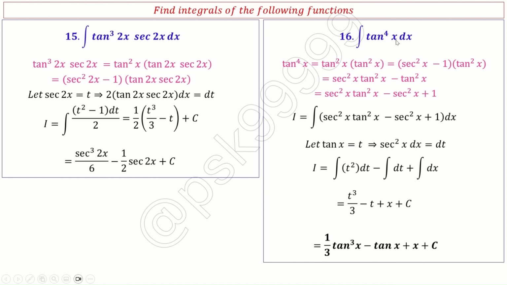Basically, translate tan power 4x into secant square x tan square x minus secant square x plus 1, and then use substitution. See, this one is simple. This directly you can integrate, and if you do, you'll get tan x. This integration, how do you do it? You take tan x as t, then you will get secant square x dx as dt. So that's how you do it. Hope you understand. Next.